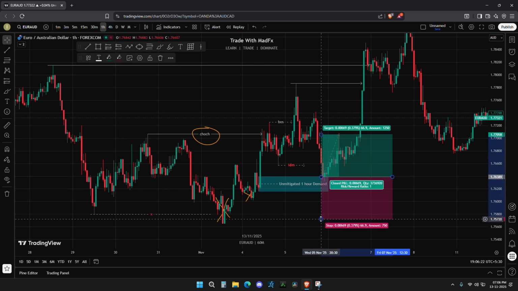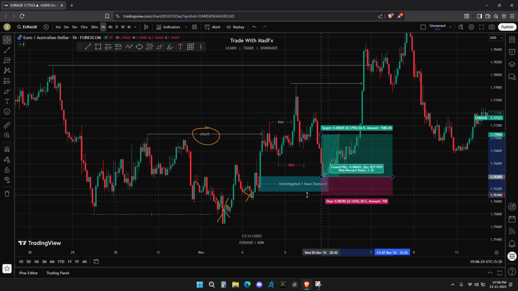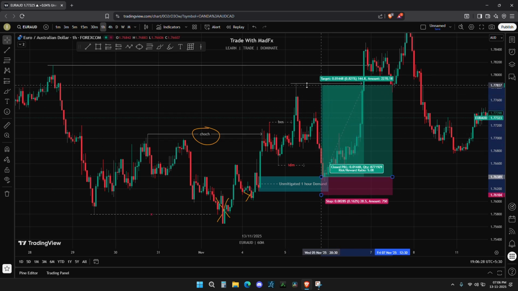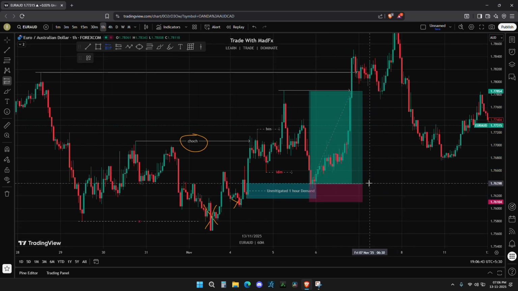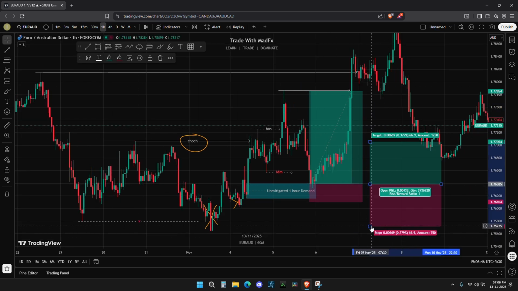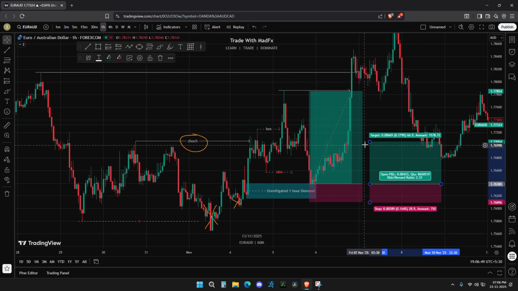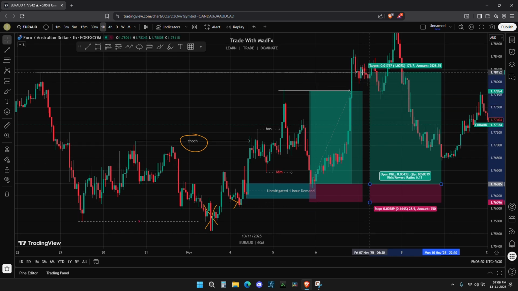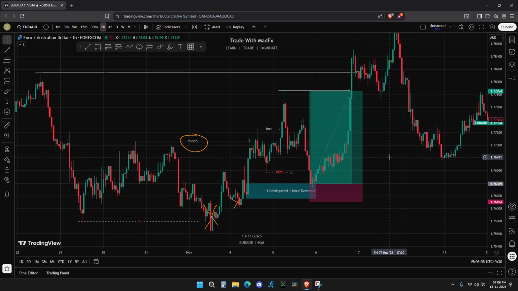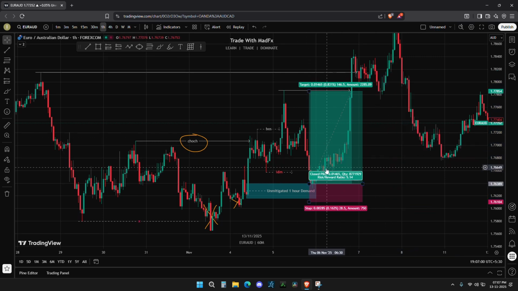Stop loss will be right under our 1-hour order block. And this will be our first target, which gave me a risk-to-reward ratio of 1:5. And if we use the next level as our target, then our risk-to-reward would be 1:6. I personally targeted the first level, and it gave me 1:5 risk-reward on my trade.